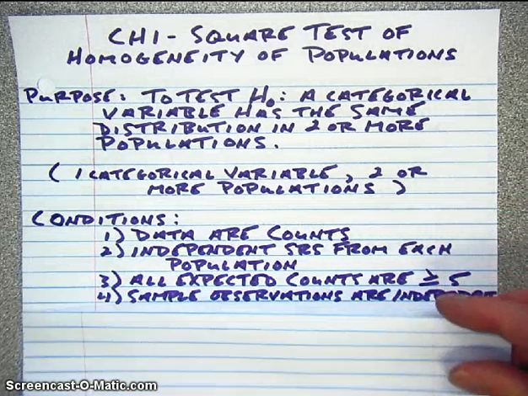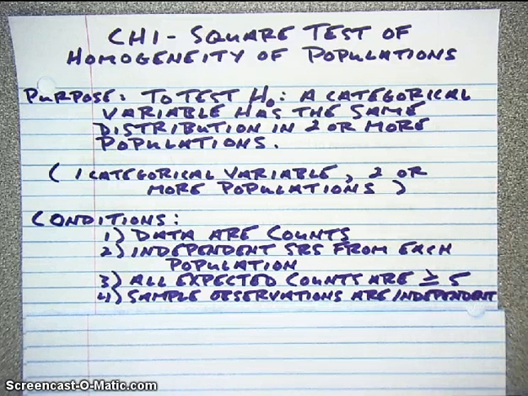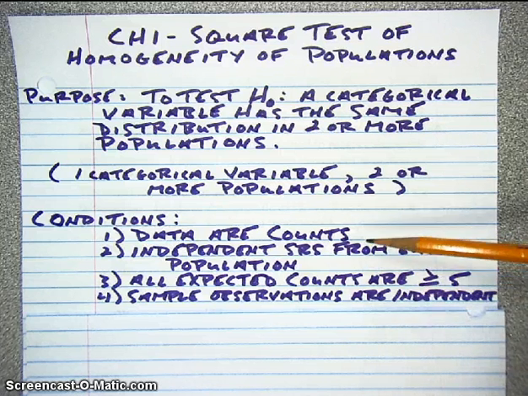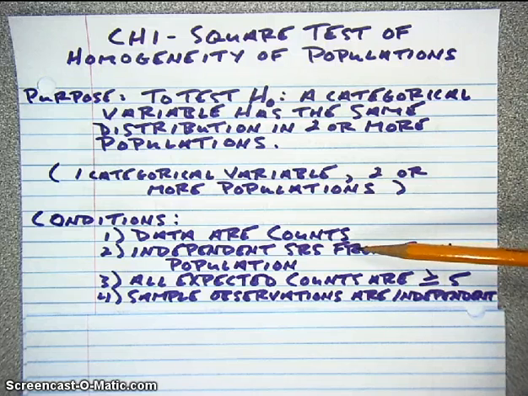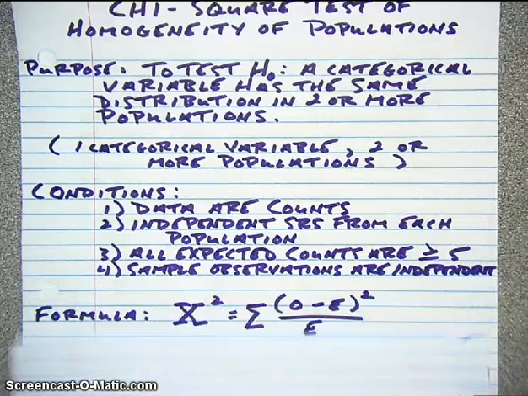The conditions are that the data are counts. We have an independent random sample from each population. All the expected counts are greater than or equal to 5, and the sample observations are independent. So these are the same as for the goodness of fit test, except here we have to have an independent random sample from each population instead of just one random sample.